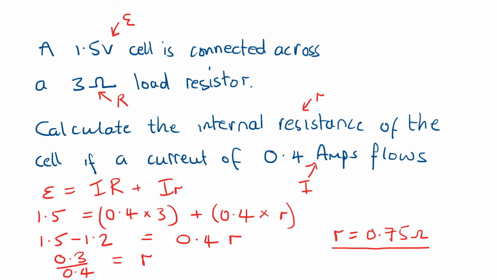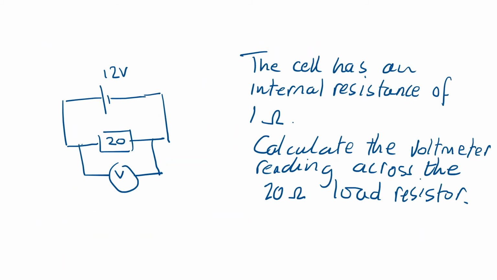That gives us 1.5 take away 1.2 is equal to 0.4 r. r equals 0.3 divided by 0.4, which equals 0.75 ohms. So we've been able to calculate the internal resistance of the cell from the values given using the equation. Check your working. If you need to study that carefully, pause the video again and make sure you've got how to do that.